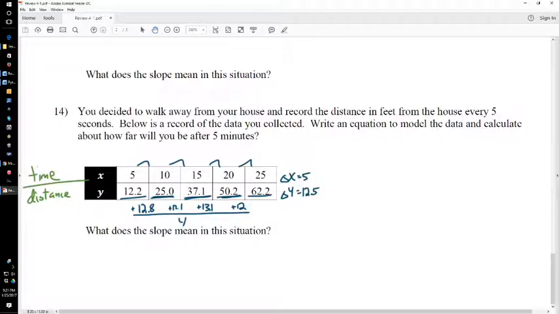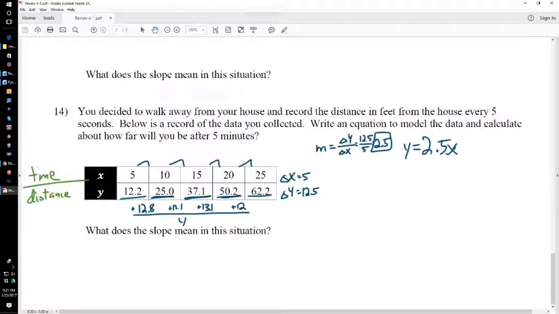All right. And remember, your slope equals change in Y, your rise, divided by your run, change in X. So that's 12.5 divided by 5, which equals 2.5. That's your slope. Okay? So we had to work it out, divide the Y by X to calculate that slope. So in this case, Y equals 2.5x.